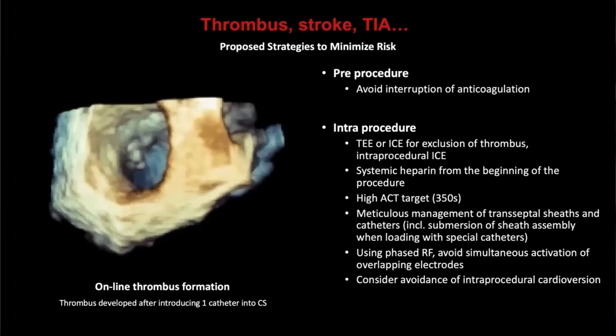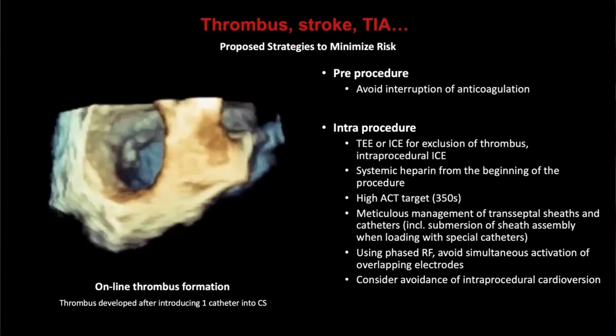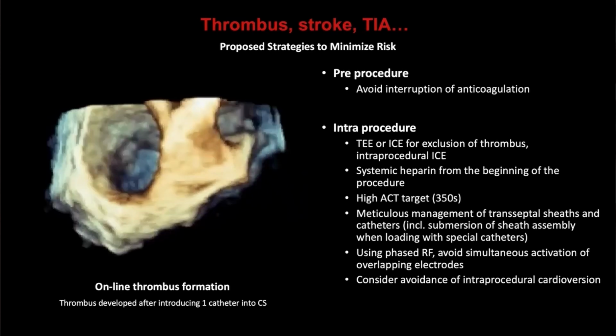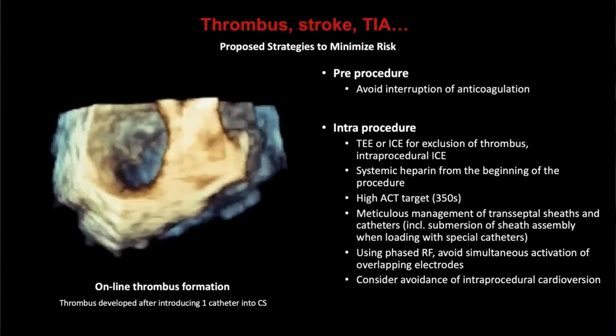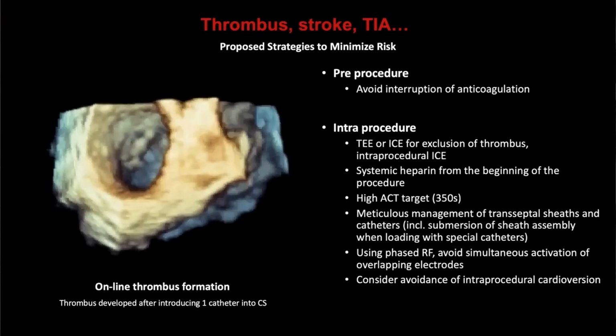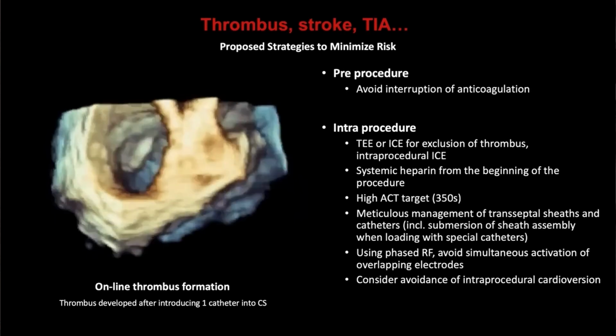Pre-procedure, avoid interruption of anticoagulation. During a procedure, use intracardiac echo for exclusion of thrombus, systemic heparin from the beginning to the end of the procedure, and a high ACT target of about 350 seconds.